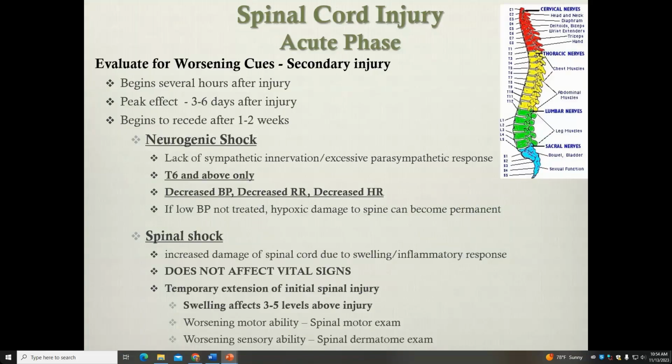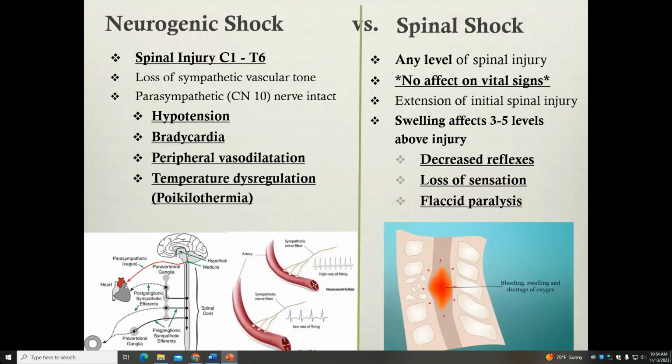But here is the key, and here's where we're going to go back to the grid. This is stuff that is your secondary injury. These are worsening cues. We know the spinal cord is broken. We've gotten CT scans, maybe an MRI. We know where the break is. We are just watching for that swelling and the receding of swelling. Okay? If you are T6 and above, you are at risk for neurogenic shock. If you are T6 or below, you are not at risk for neurogenic shock. Let me show you why. And this is a very easy explanation.